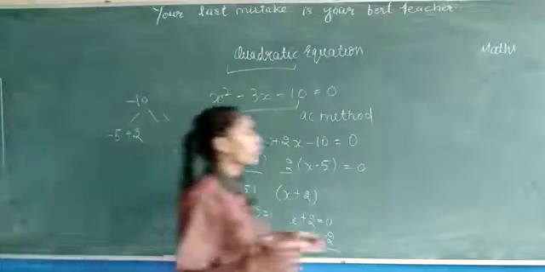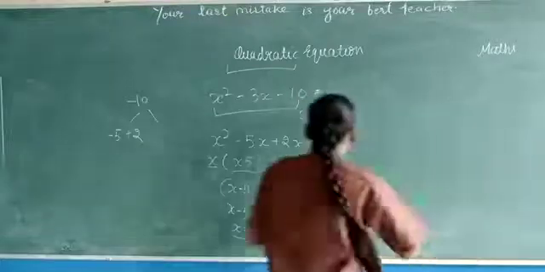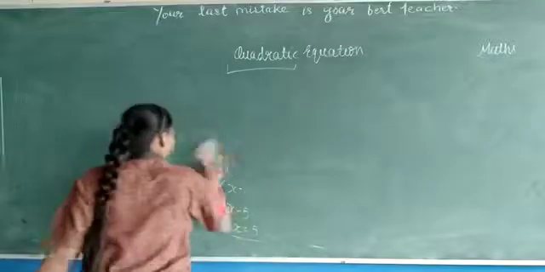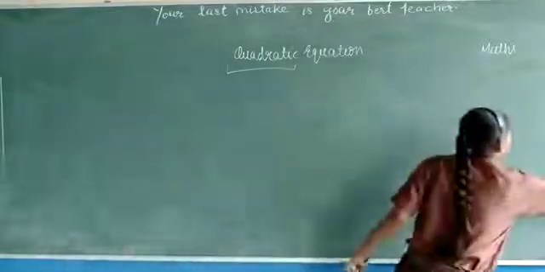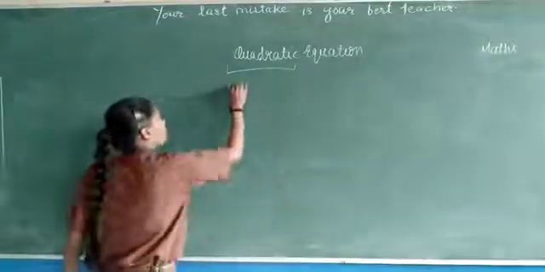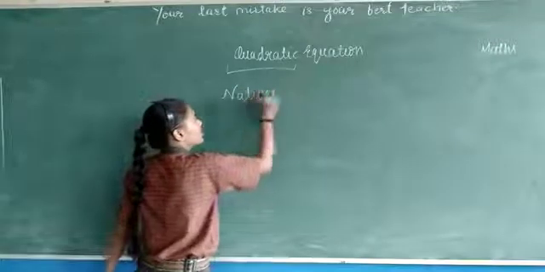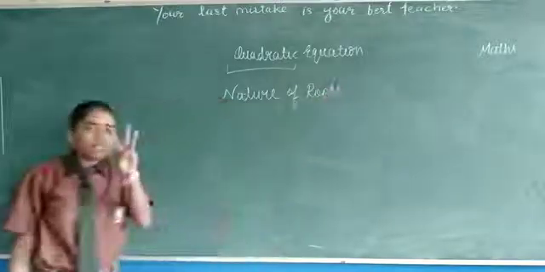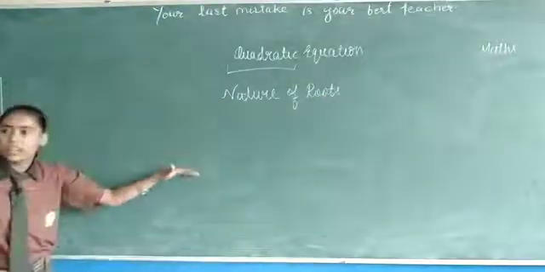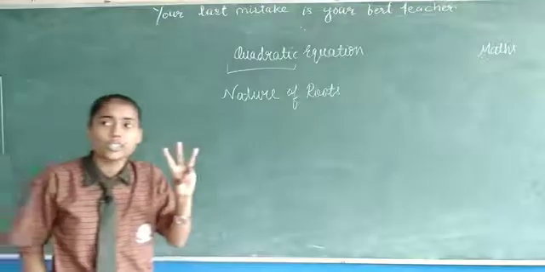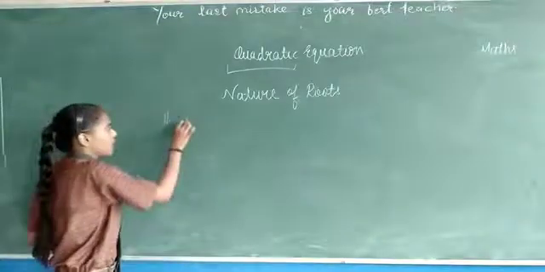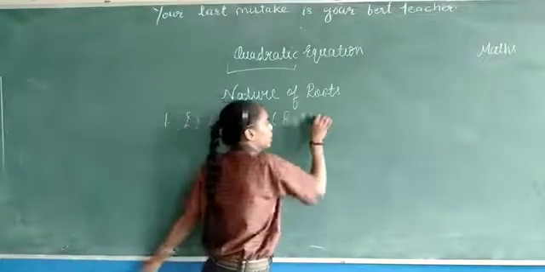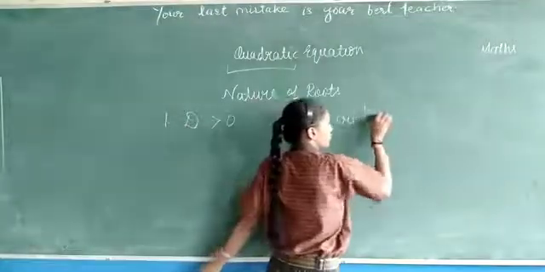Now friends, before going on to the quadratic formula, we will learn about the nature of roots. There are three conditions. First condition is that if D is greater than 0, then real roots are possible.